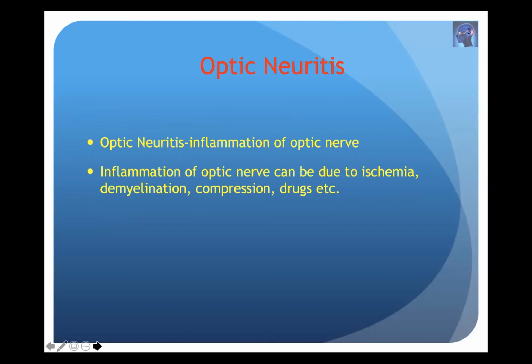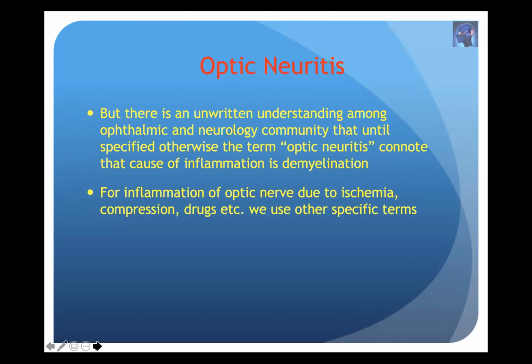In classical sense, optic neuritis means inflammation of optic nerve. But inflammation of optic nerve can be due to ischemia, demyelination, pressure on optic nerve, drugs or toxins, etc. But there is an unwritten understanding among ophthalmology and neurology community that until specified otherwise, the term optic neuritis connotes that cause of inflammation is demyelination. For inflammation of optic nerve due to ischemia, compression, drugs, toxins, etc., we use other specific terms.